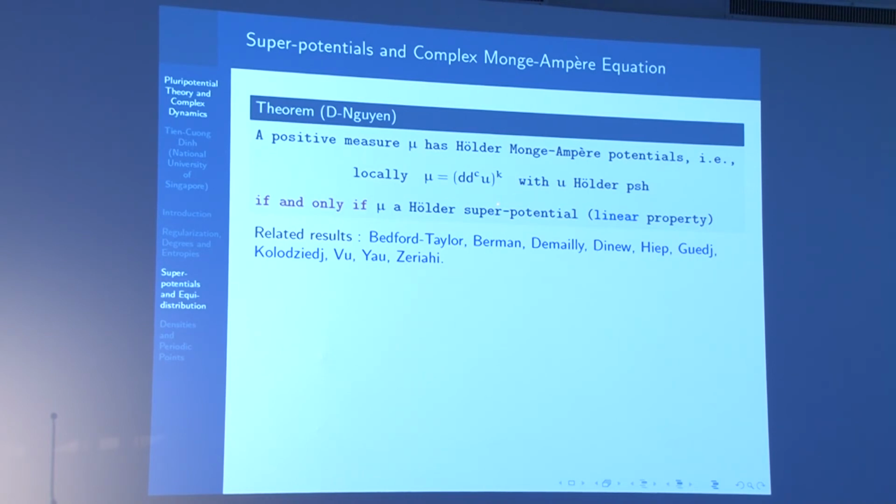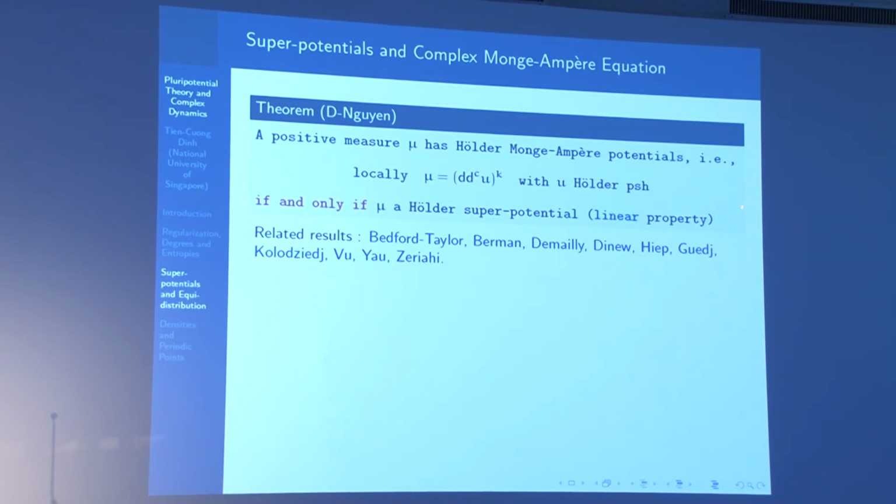So very quickly, we consider the complex Monge-Ampère equation: mu equals (dd^c u)^k, with a given positive measure mu. We want to solve this equation with u a Hölder plurisubharmonic function. So the theorem says that this equation has a Hölder continuous solution if and only if mu has a Hölder superpotential.